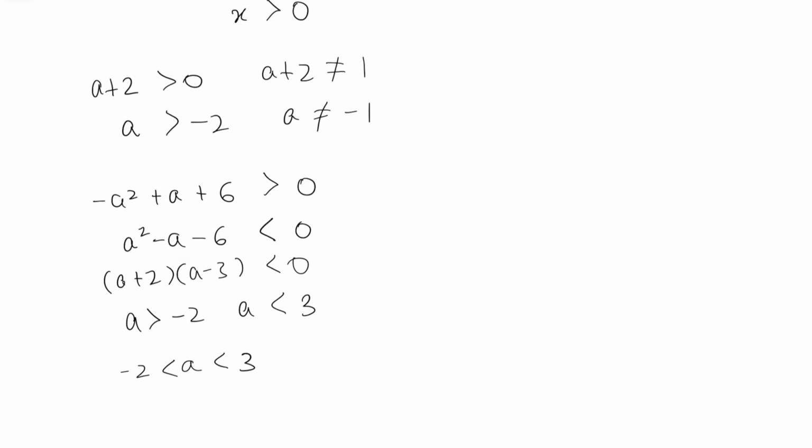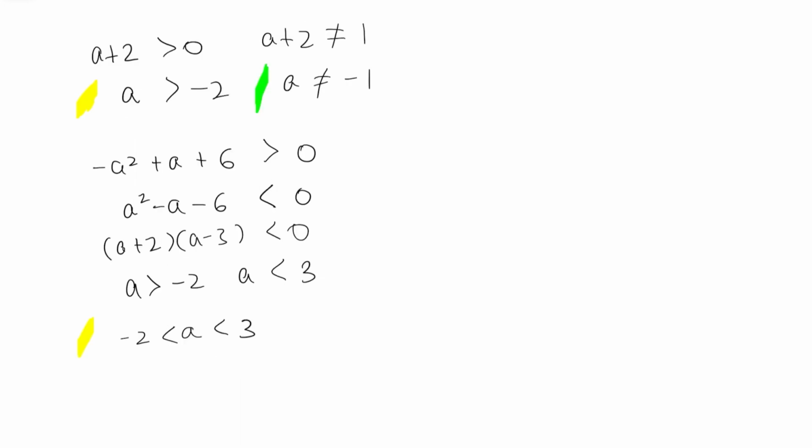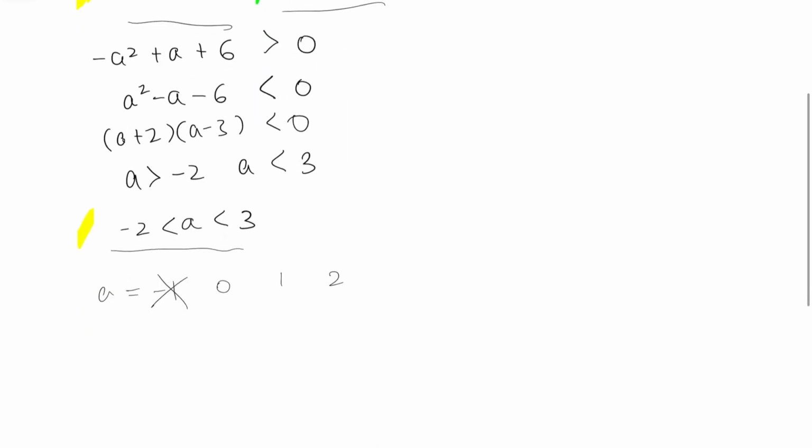So let's see which integers satisfy this inequality. Here we'll just list what integers satisfy this inequality. a could be equal to negative 1, 0, 1, 2. But from here, we see that it cannot be negative 1, so we'll exclude that. And 0, 1, 2 satisfies this inequality, so we're done.